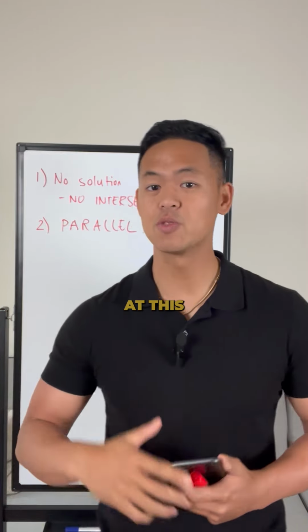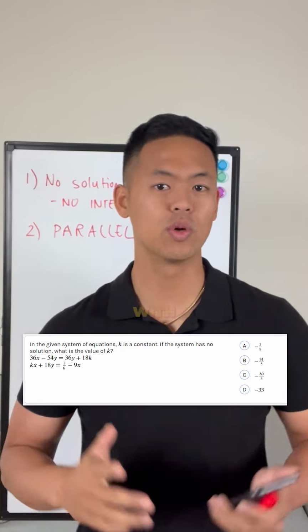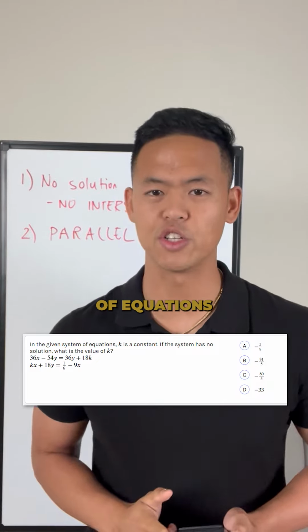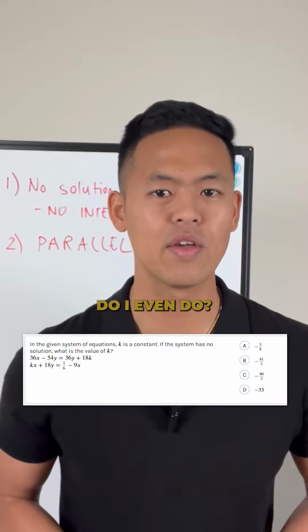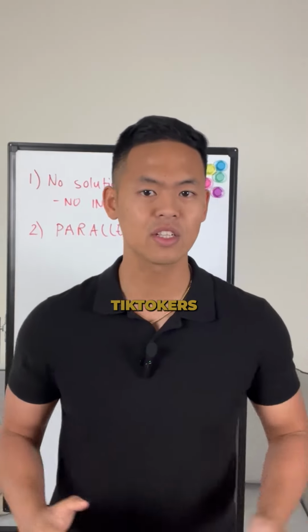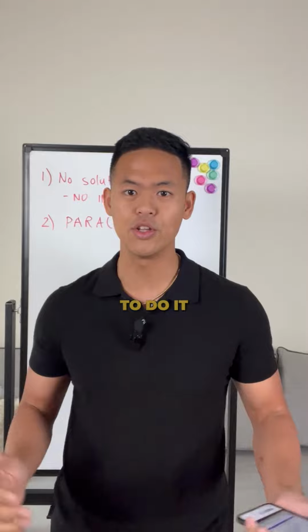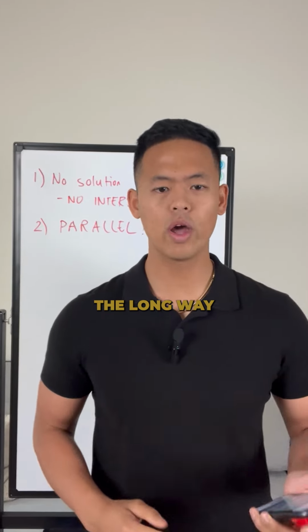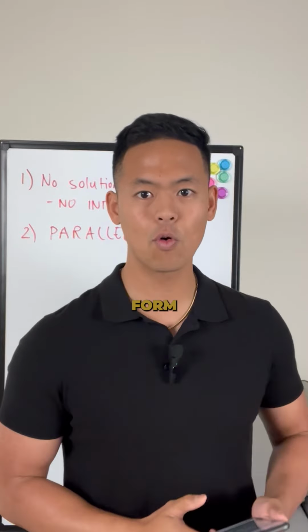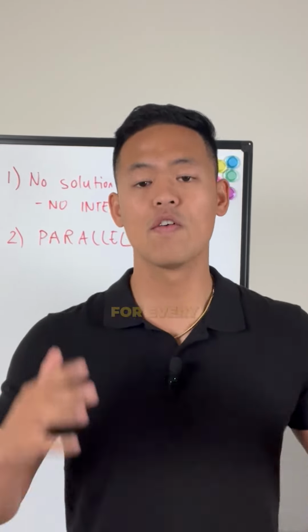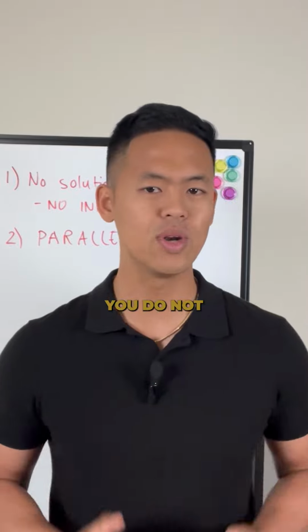Now let's take a look at this problem on the board right now that has to deal with constants in a system of equations. You're probably looking at a system of equations, you're probably looking at constants, and you're like, what the heck do I even do? A lot of YouTubers or a lot of TikTokers, they'll probably tell you the long way to do it. Now, what's the long way? The long way would be to take both these equations and put them both into slope-intercept form and then painstakingly solve for every single one of those constants. You do not have to do that.